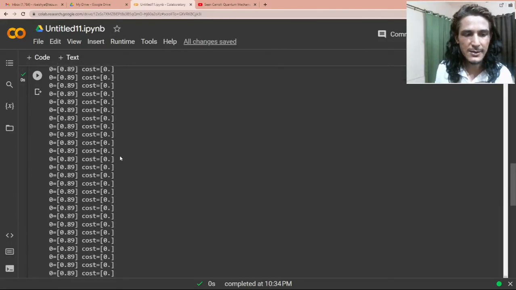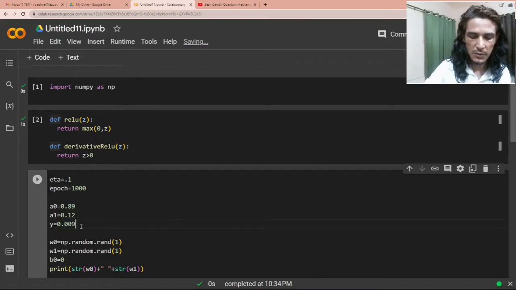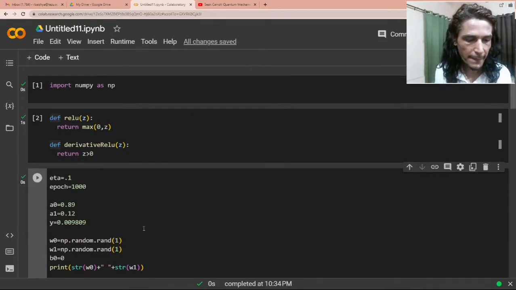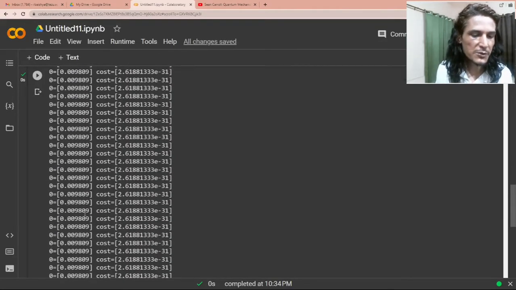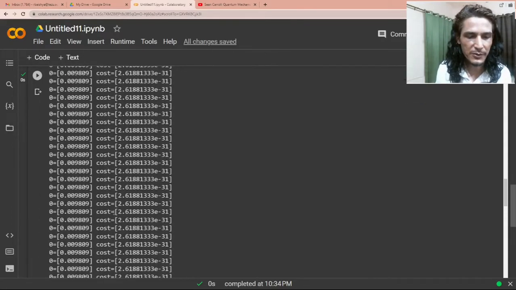Let's now change something there. Say I give the input as 0.89 and the other one as 0.12, and the output should be 0.009809, exactly that. Let's run it. 0.009809, and the cost is this. So it has learned; any input-output pair, it will be able to learn.